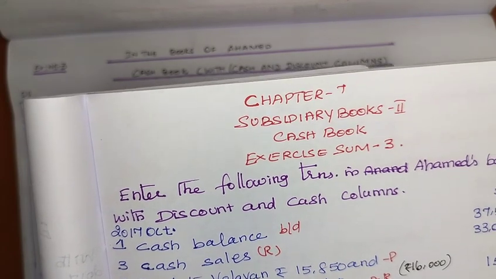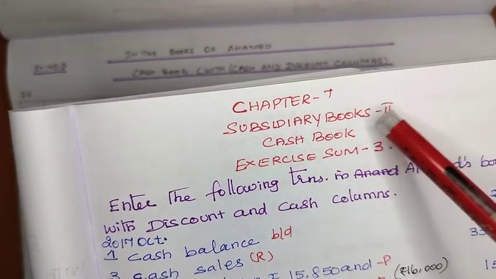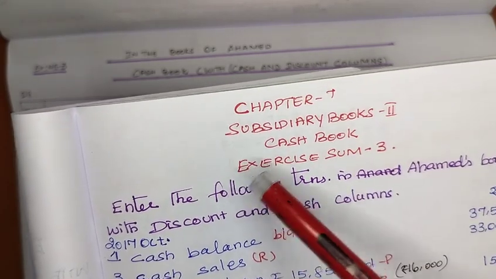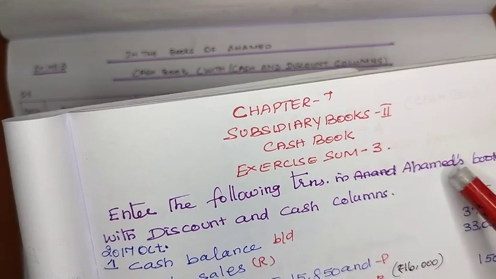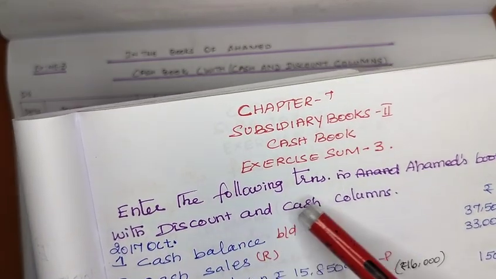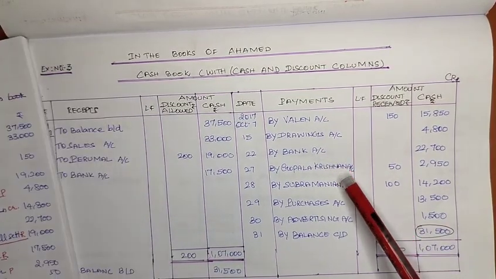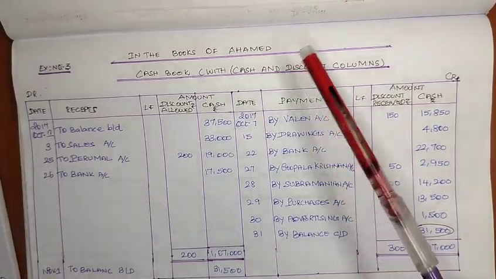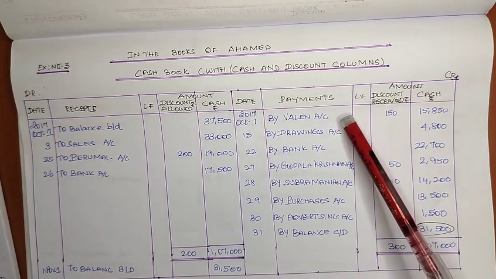In this video, we are going to learn about 11th Standard Accountancy, Chapter 7, Subsidiary Books 2, Cash Books, Exercise Sum number 3. Enter the following transactions in Ahmad's book with discount and the cash column. Before we enter the given transactions into the cash book, we need to prepare the title and the format of the cash book. That means double column cash book.